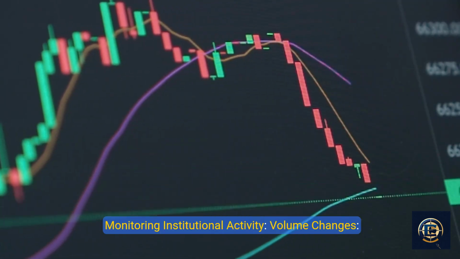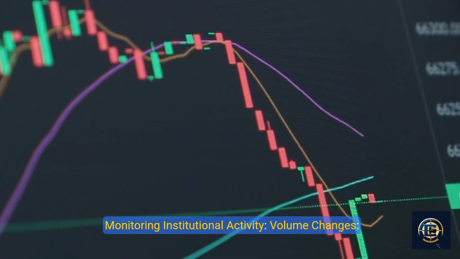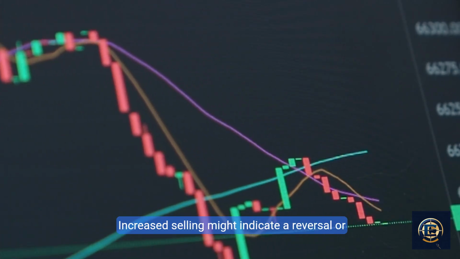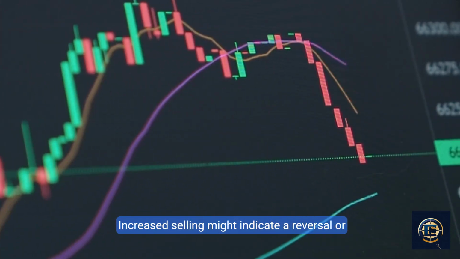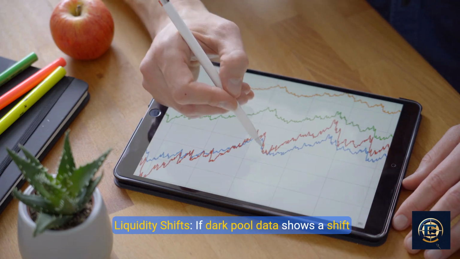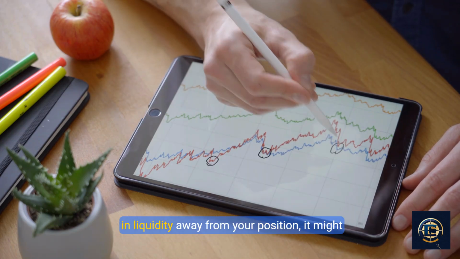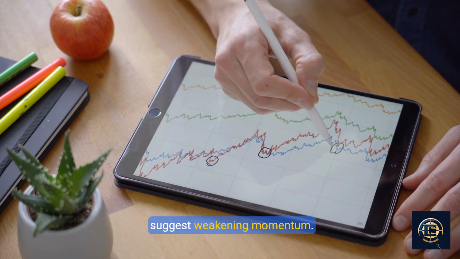3. Monitoring institutional activity. Volume changes. Watch for significant changes in dark pool activity. Increased selling might indicate a reversal or trend change. Liquidity shifts. If dark pool data shows a shift in liquidity away from your position, it might suggest weakening momentum.